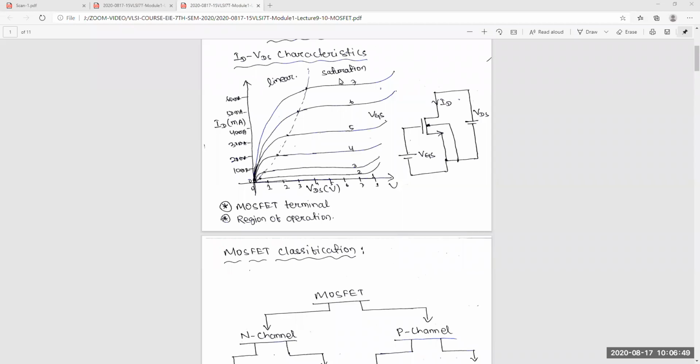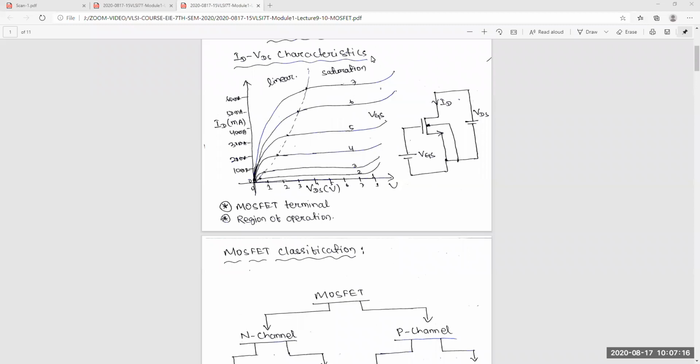But in MOSFET, you can remember this region is saturation because the current saturates here. This region is linear because you can see the current-voltage relationship is almost linear in this region. Though this part is not exactly linear, we will discuss that. But generally, this part is linear and this part is saturation, only because the current saturates here.